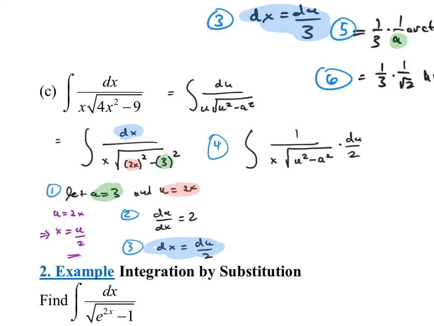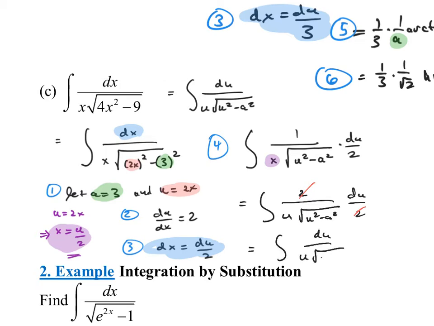So now I'm going to make one more substitution. Instead of x written here, I'm going to write that as u over 2, which would actually be 2 over u because it's in the denominator. So this is equal to the integral of, this would be a 2 over u times the square root of u squared minus a squared times du over 2. Notice my 2s simplify here, and I have the integral of du over u times the square root of u squared minus a squared, which is exactly what I wanted it to be.